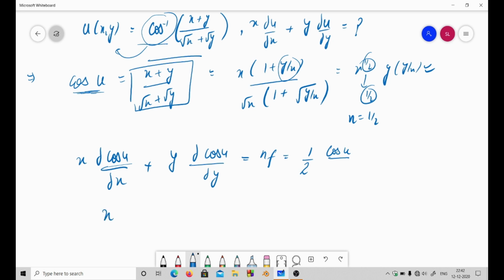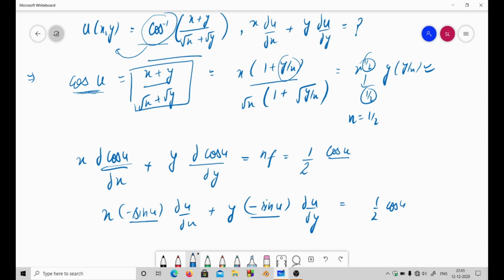What is the derivative of cos u? Minus sin u. What do we get? Minus sin u del u by del x, plus y times minus sin u del u by del y, equals 1 by 2 cos u. Taking minus sin u common and moving it to the right hand side, you get minus 1 by 2 cos u by sin u, which is cot u. So minus 1 by 2 cot u is our answer.